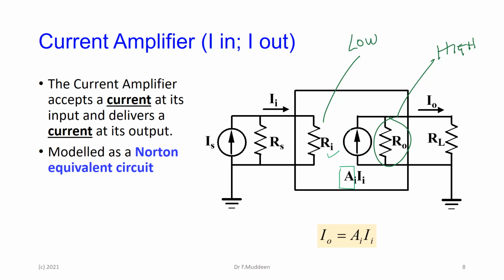Okay, so in this case, you want the input impedance very low. For the current amplifier, you want the input impedance low because you want the current to be going in this way instead of through the source. And then the output impedance you want high so that the current goes this way instead of dissipating itself in the output impedance of the amplifier. And the amplifier has a gain of AI.